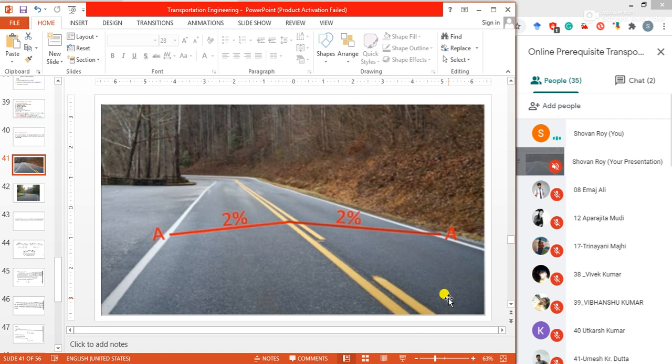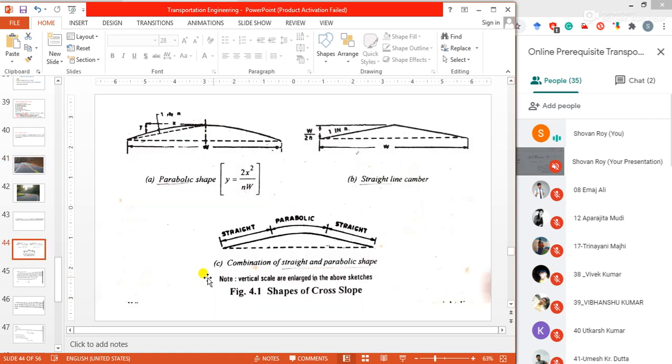Tendency of most of the vehicles to travel along the center line. These are some of the things. Now after that, these are the shapes of cambers, shapes of camber or cross slope. Another name for the cross slope or camber is cant.